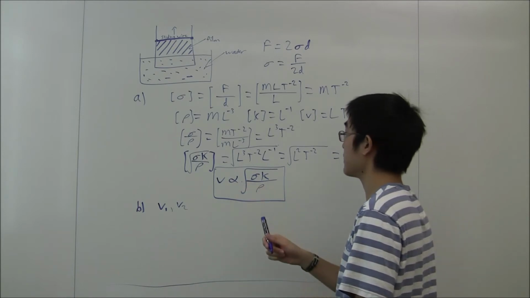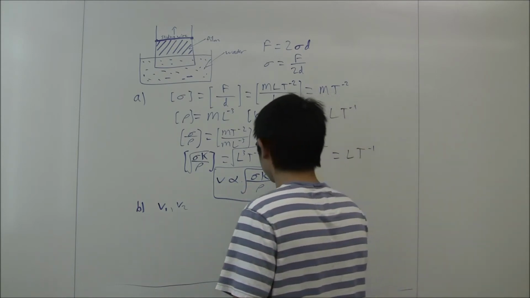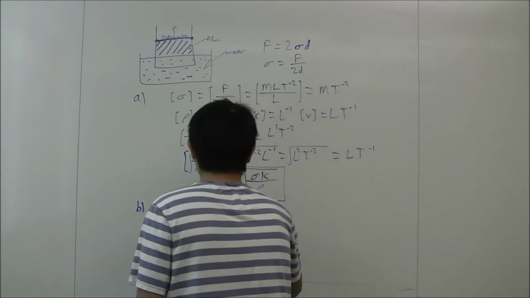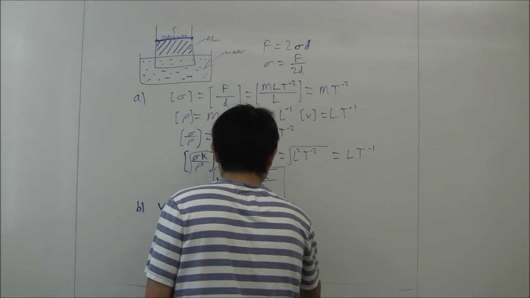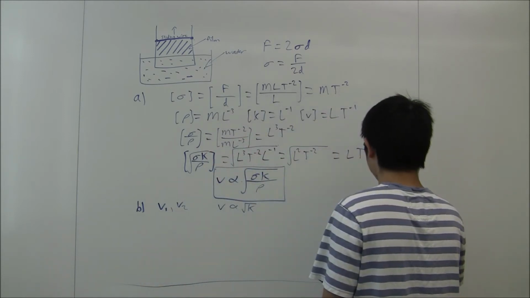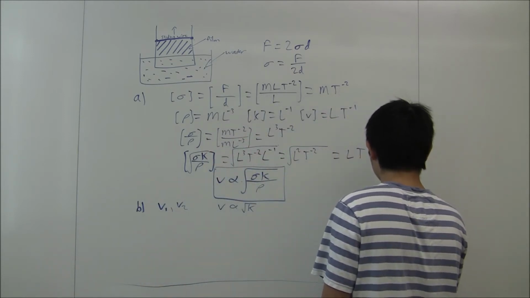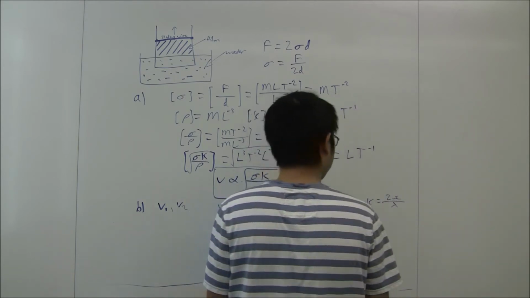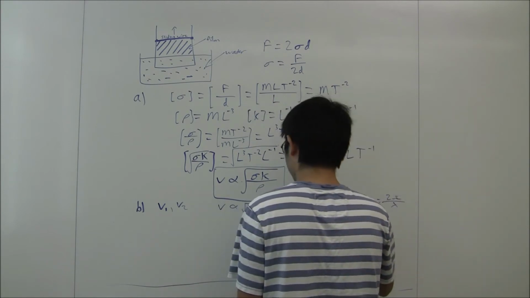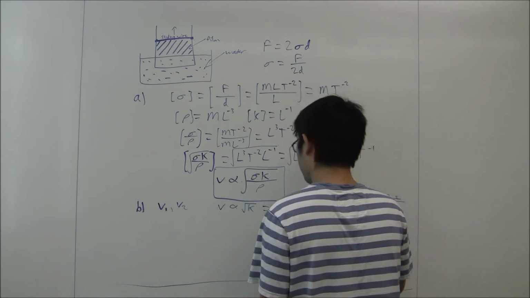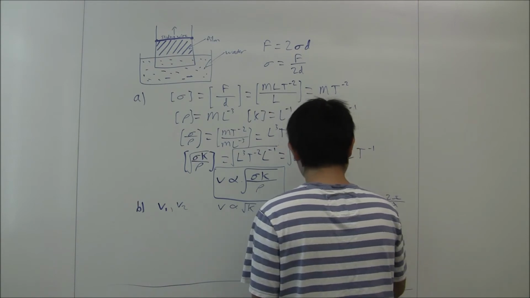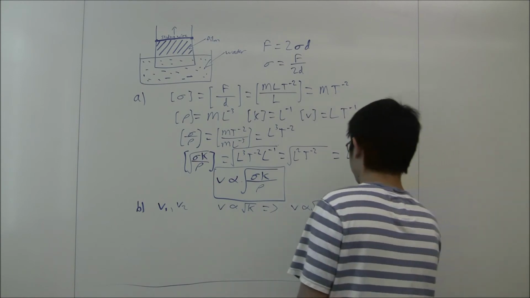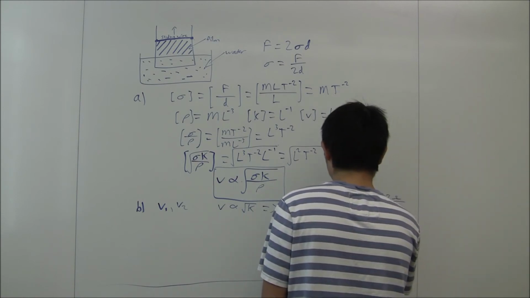So from part A, we know that velocity is going to be proportional to the square root of k. And we know that k is equal to 2 pi over lambda, the wavelength, which means that the velocity must be proportional to the square root of 1 over lambda, which is just lambda to the negative 1/2.